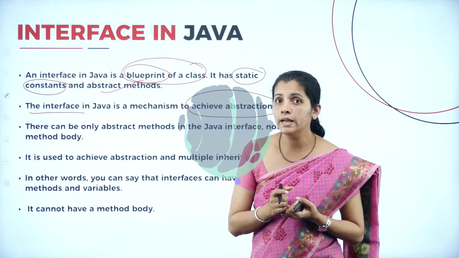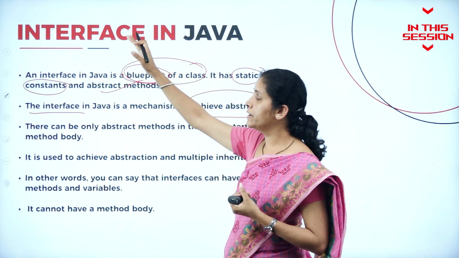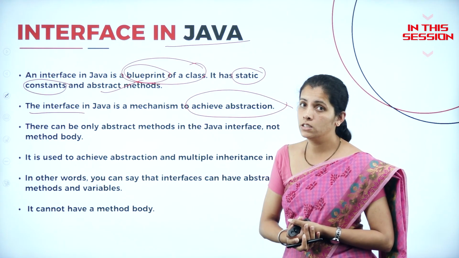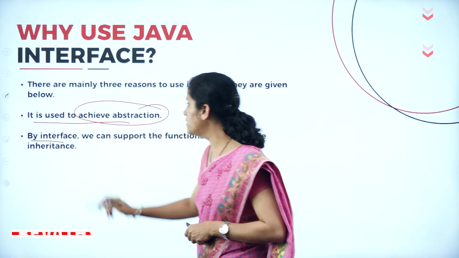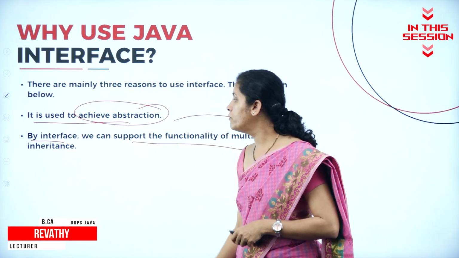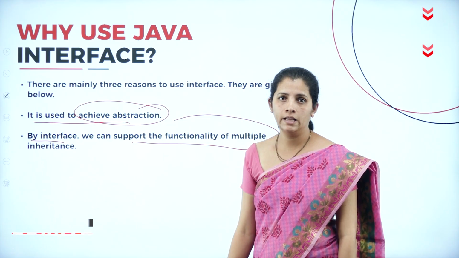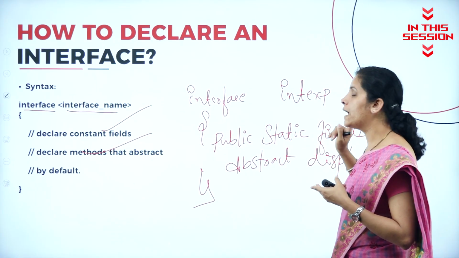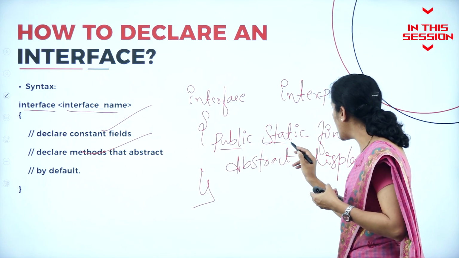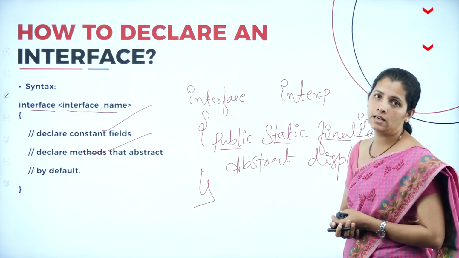So dear student, interface plays a very important role in Java. By interface, we can support the functionalities of multiple inheritance. While defining any field, I want to consider it public, static as well as final.